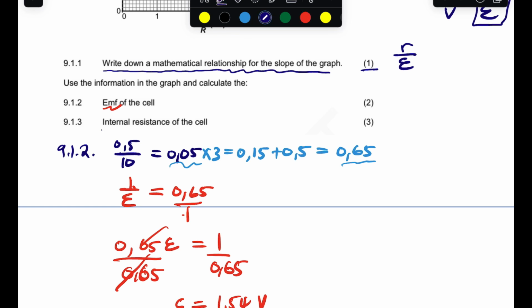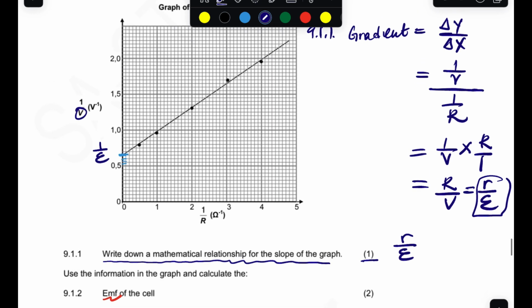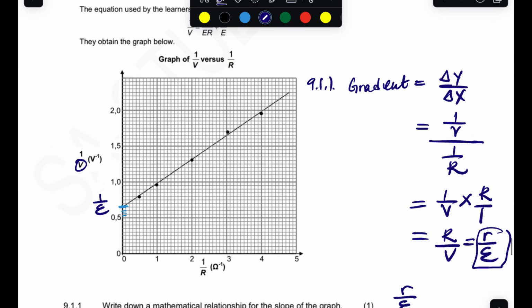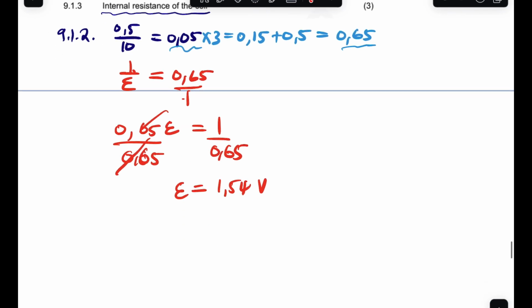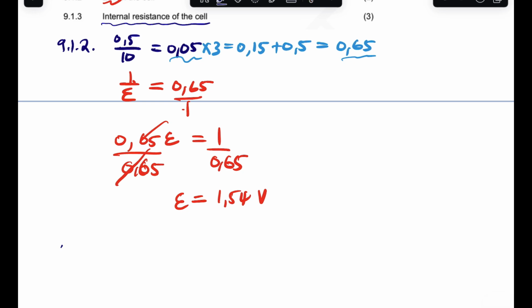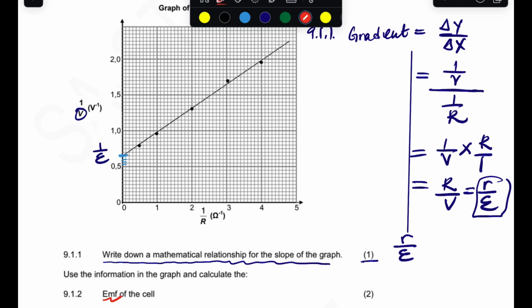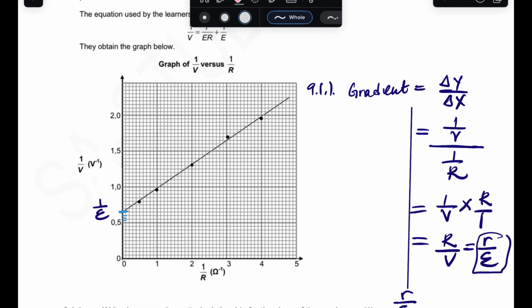The last question here. It says the internal resistance of the circuit. We're looking for the internal resistance. You need to get the gradient of the graph first. So let me derive the equation where it comes from first. Let me derive for you the equation and show you where it comes from, this equation of the graph, the one that we're given there.